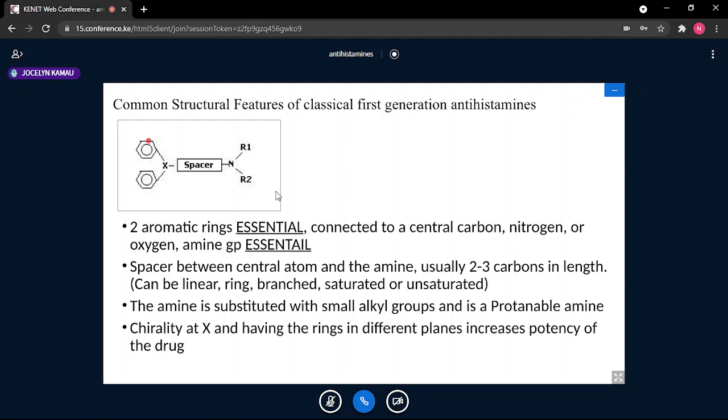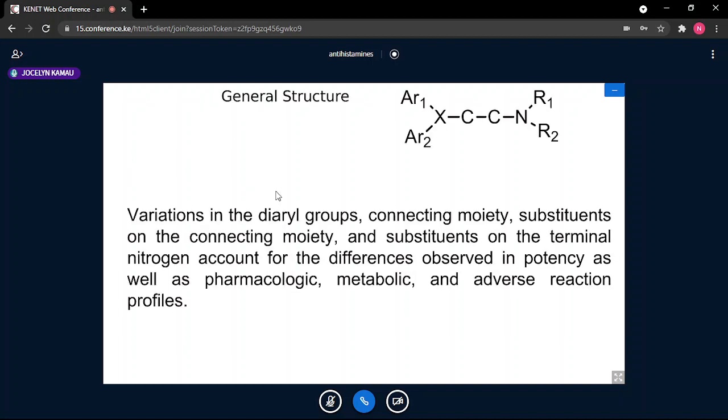They should be non-coplanar, and when X, this carbon here or that atom there, is able to exhibit stereochemistry, then chirality or stereochemistry has a role to play in the activity of these drugs. Those are just very general. We're looking at them generally first, so that when we go to the specific, we will be able to understand.